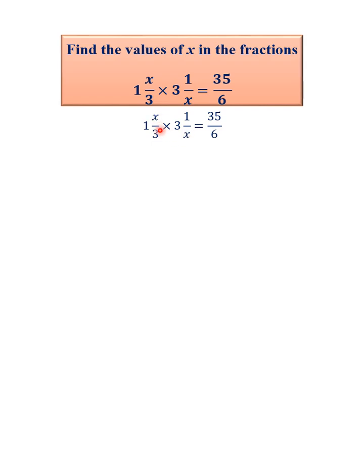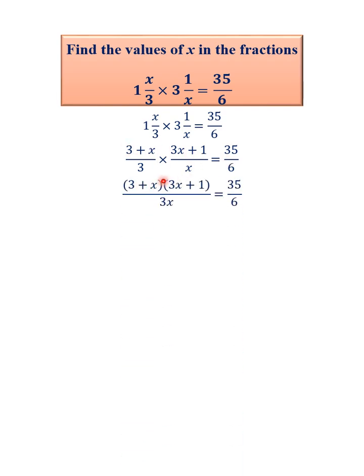The first thing we want to do is to convert each of these mixed fractions into improper fractions. If we do that, we have 3 times 1, 3, plus x, 3 plus x, all over 3, times 3 times x, 3x, plus 1, all over x, equals 35 over 6. Now we are solving for x. At the numerator, we have 3 plus x multiplying 3x plus 1, all over, at the denominator, we have 3 times x, 3x, equals 35 over 6.